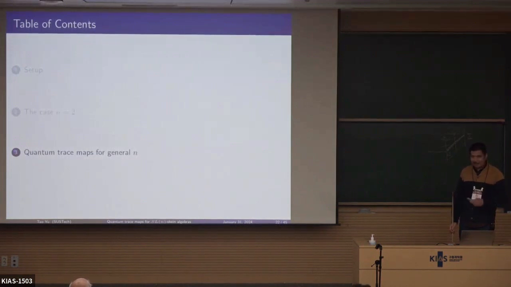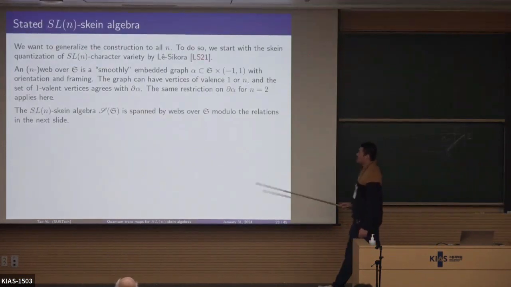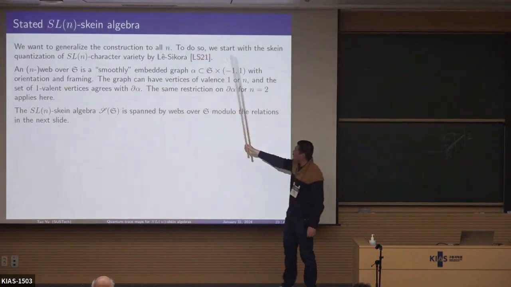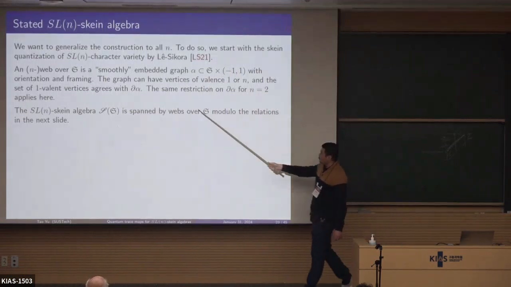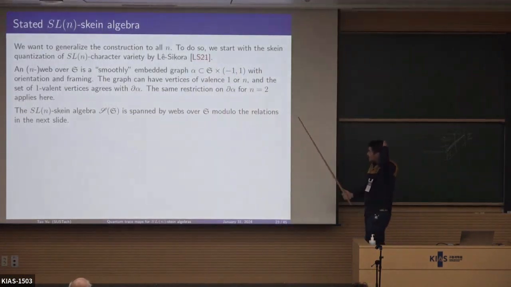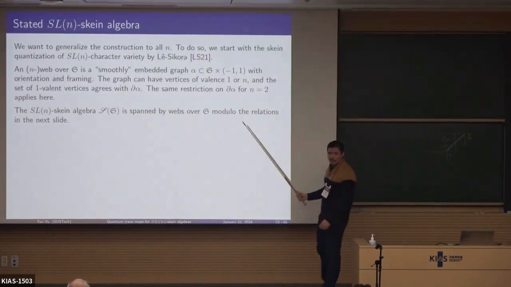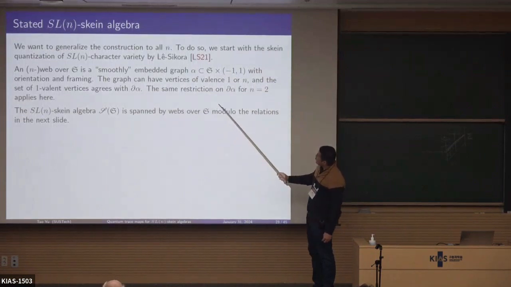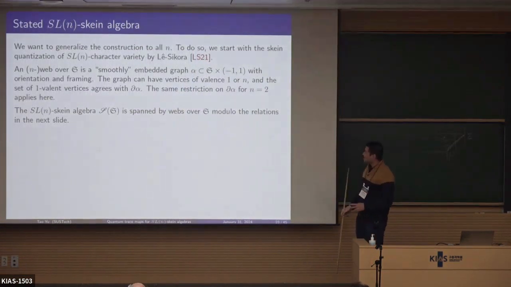We're going to take the exact same ingredients and try to do this for all SL_N. Okay, so to start, we're going to look at the quantization of the SL_N character variety. There are actually a few different versions. I'll say more once I show you the defining relations. This particular version is defined by Sikora in '21. What we're going to use are these webs that Dan mentioned last time. These are smooth, quote, embedded graphs with orientation and framing.